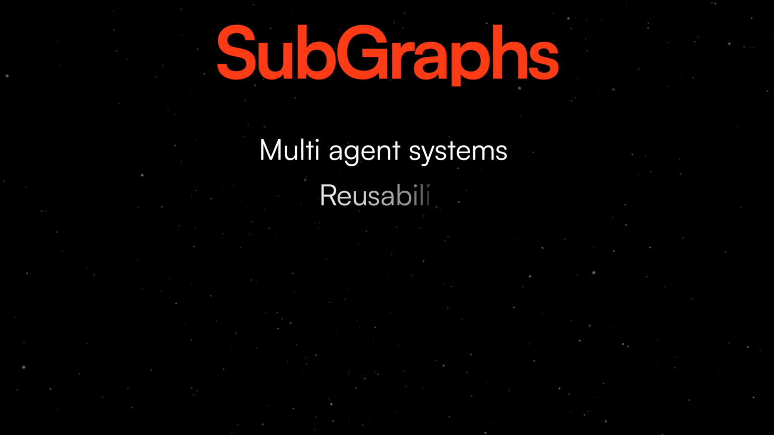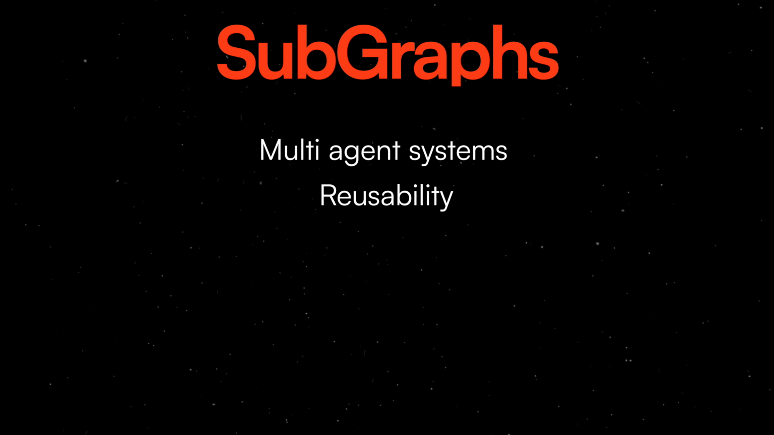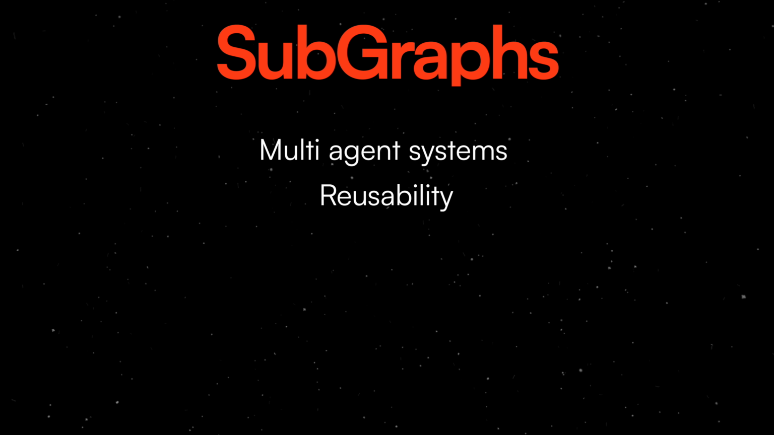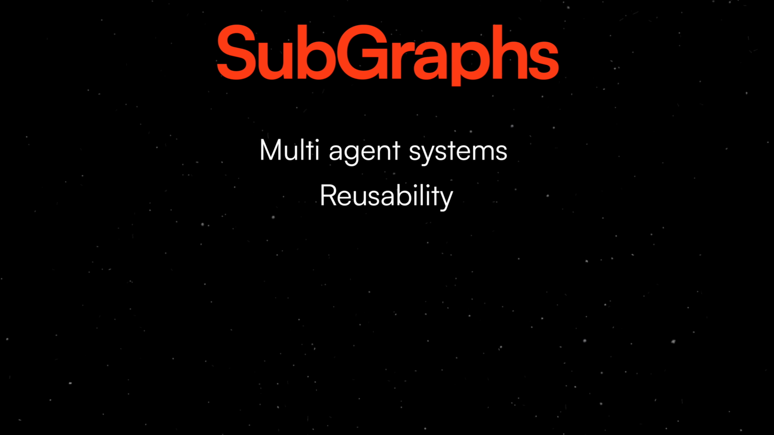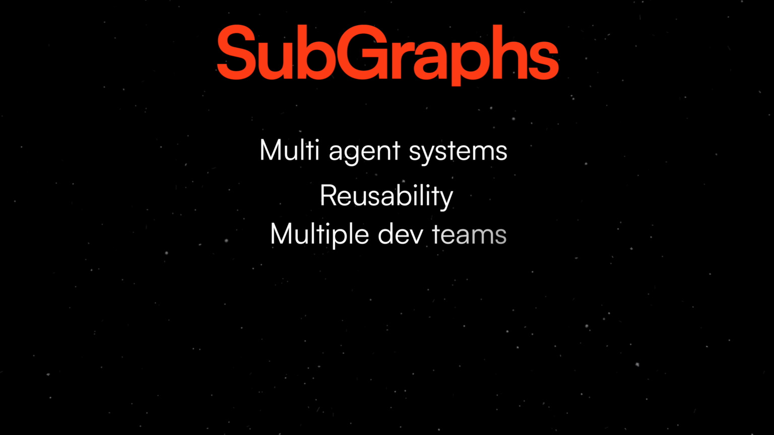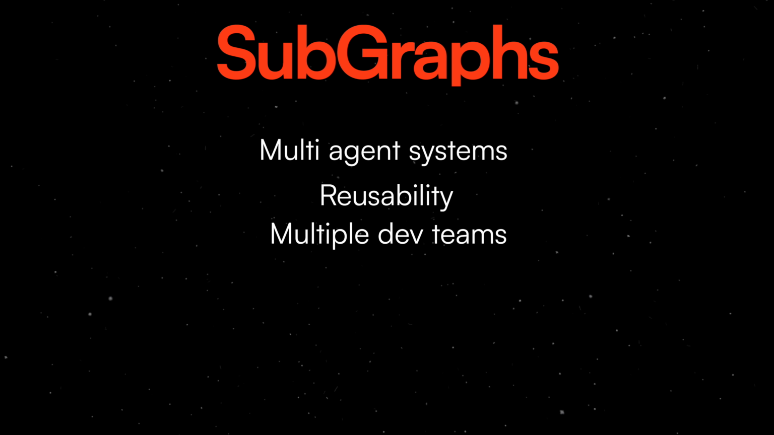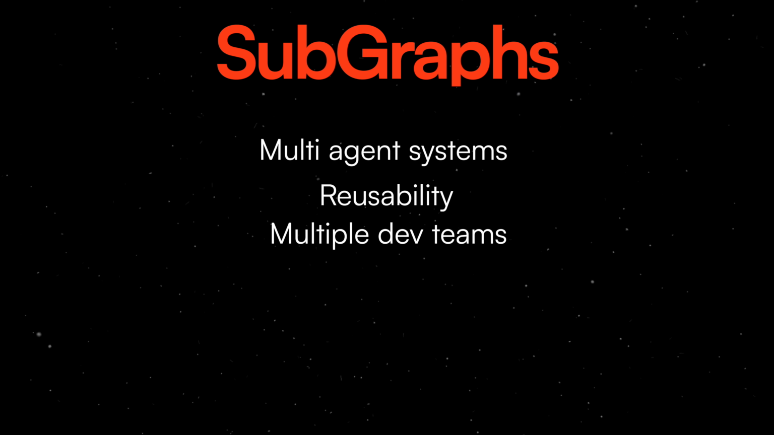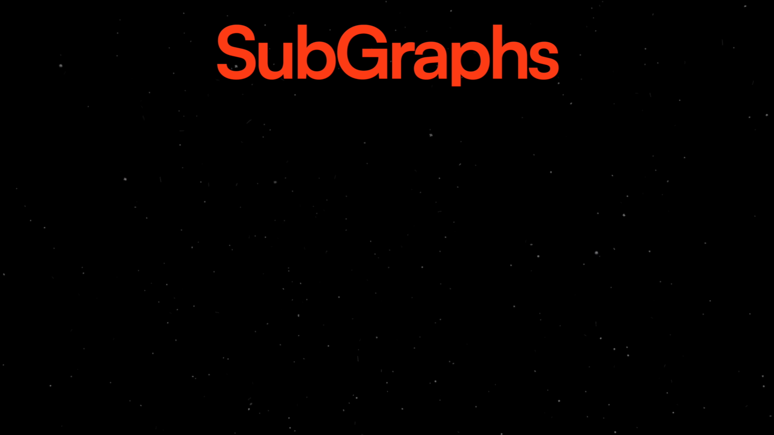Second, reusability. You have built a great email approval workflow or a document summarizer. Instead of rewriting it every time, you package it as a subgraph and drop it into any parent graph that needs it. Third, team distribution. Different engineers own different subgraphs. They develop and test them independently, then compose them together, just like microservices but for agents.